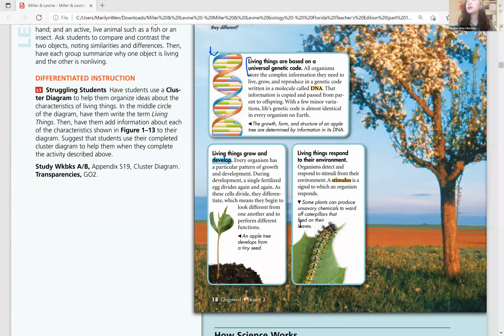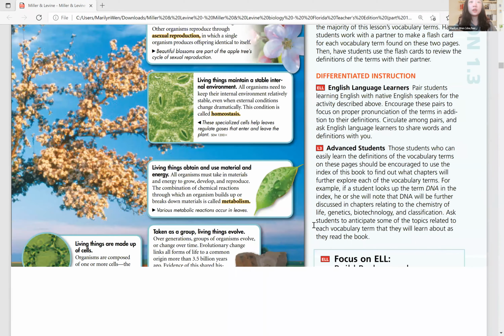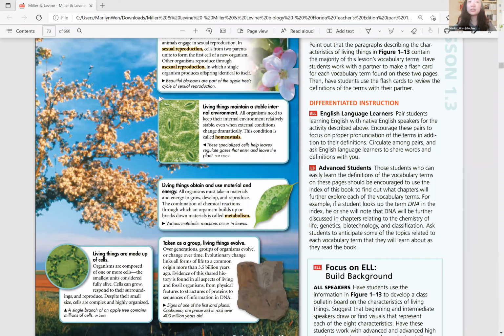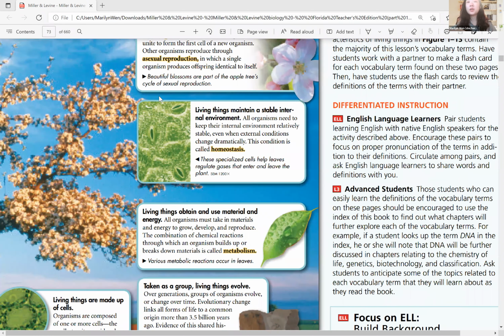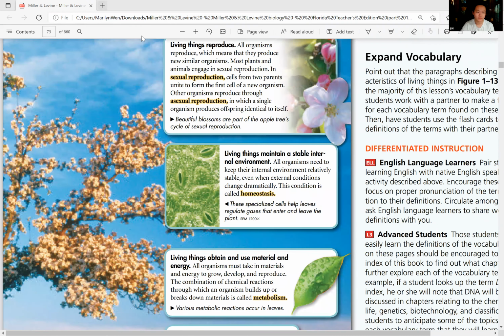We've already read about DNA and stimulus. So the next page is going to give you 5 more characteristics of living things, and it has some really important concepts. I'll give you some time to read it and we'll talk about it.